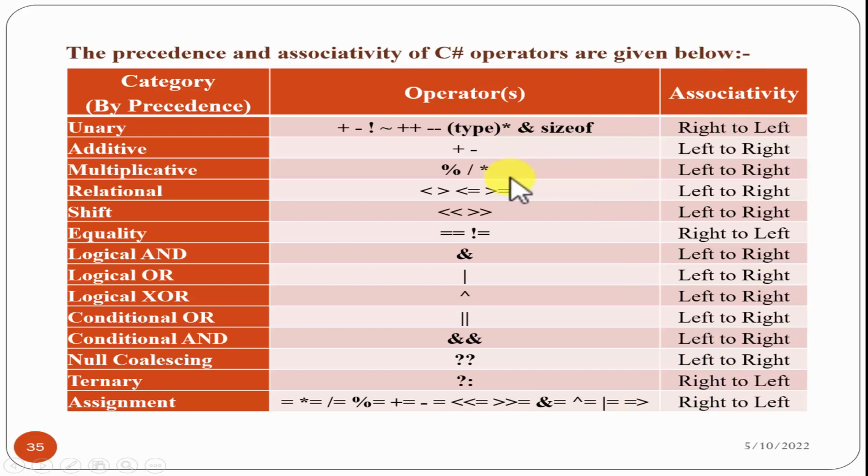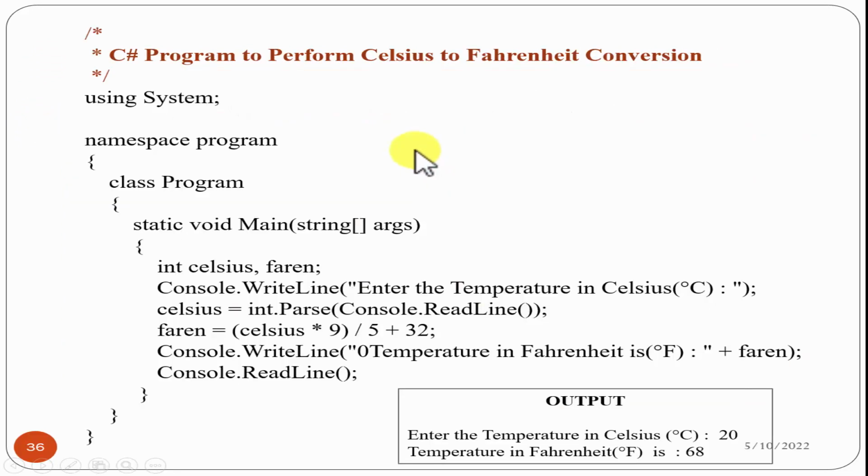So this particular chart shows which operator will be performed first and which will be performed last, as per the actual precedence and associativity of the operators. Now this is a simple program. It just expresses which operator will be performed first or second as per the associativity or precedence of the operators' family. Here is a Celsius to Fahrenheit conversion. This uses the System namespace, class Program, and here the Main method.